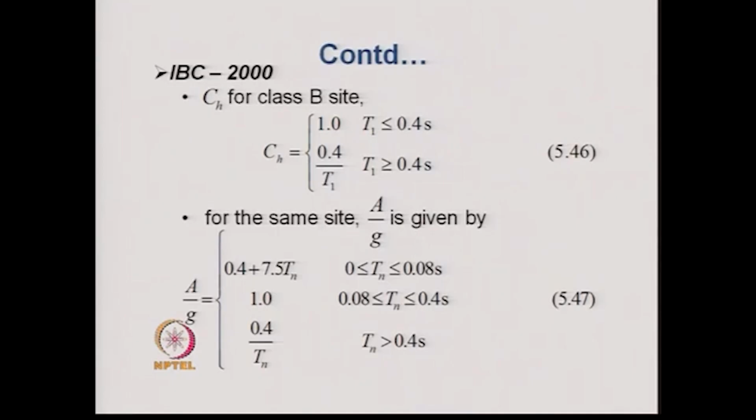For the segment of time period 0.08 to 0.4 seconds, it remains equal to 1, whereas for very small time period, up to 0.08 second, it is 0.4 plus something. Now, if you compare this SA by G value with the CH value, we can see that they are more or less the same, that is, the last two of SA by G, that is 1 and 0.4 by Tn, are the same as the value of CH within the time period range that is specified. Therefore, it is expected that the CH value and the SA by G value for different time periods, or the plots of them against T, will be nearly the same, that we will see later.